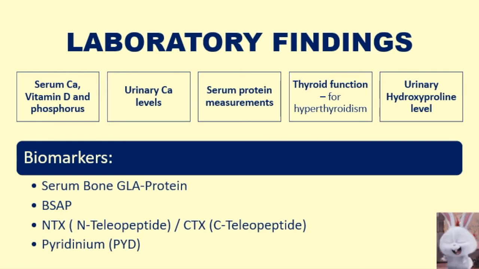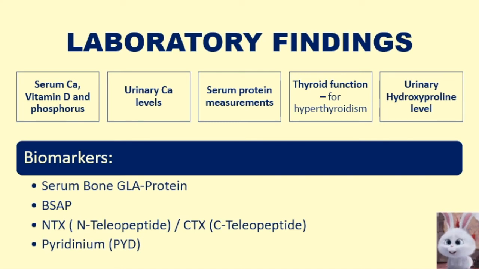Then you have your NTX. NTX is your N telopeptide, and then you have your C telopeptide. So these are carboxy-terminal collagen cross-links. But take note of their use, that they are biomarkers to measure the rate of your bone turnover. Okay, basically the purpose is to measure the rate of bone turnover.